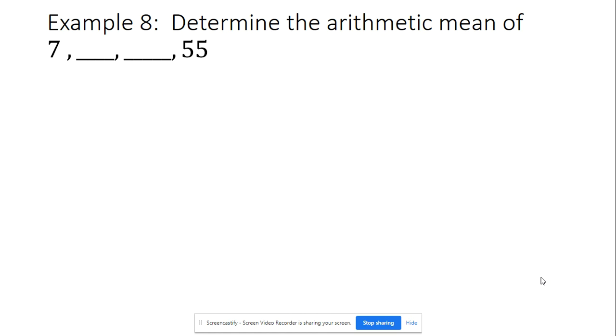Okay, so determine the arithmetic mean of 7, blank, blank, 55. So what this question is trying to get at is, it's fill in the blanks. Given that we're told this is arithmetic, that means we know that there is a common difference. Arithmetic means there is a common difference. Okay, so looking at this sequence over here, we know that this is T1. We do not know T2, we do not know T3, but we do know T4. T4 is 55. So let's write down what we know.